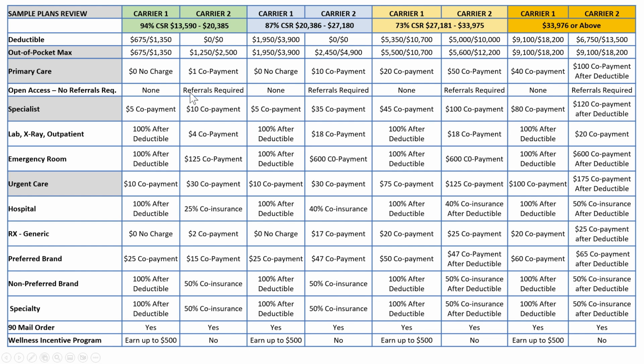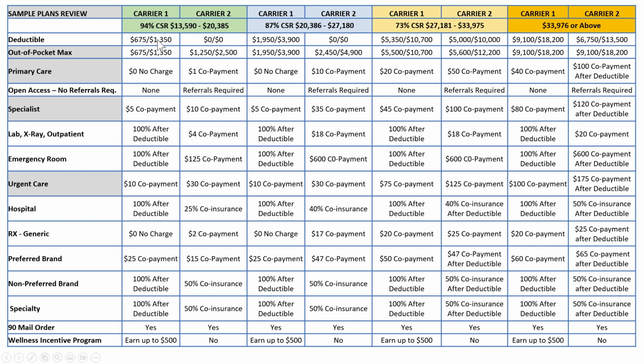Now, up until this point, you would say that this plan with carrier 1 is the better of the two. But then you'll see where it varies. Is if you needed to get a lab or x-ray done, you first have to pay your deductible on this plan versus you only have to pay $4. So $675 versus $4. The same for the emergency room, $675 versus $125. So essentially, that's why these plans are both factored in at 94%: that percentage of the benefit is going to be paid out by the insurance company, with 6% paid out by the consumer that's using it.